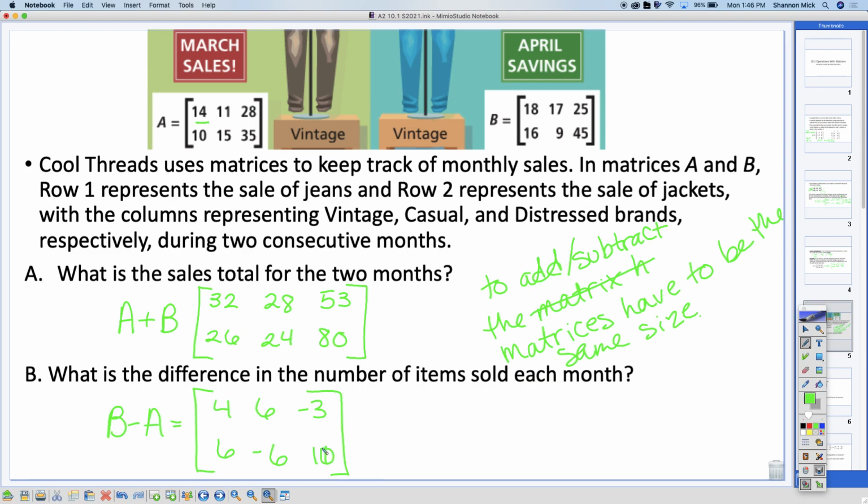So that means, did all the sales go up? No. What went down? Your distressed jeans and your casual jacket.